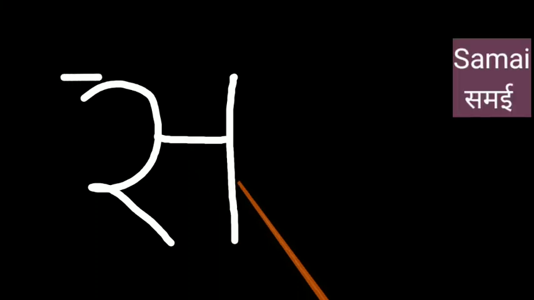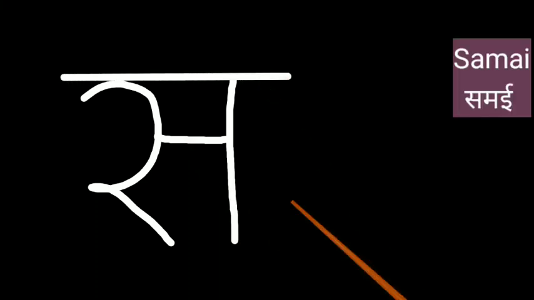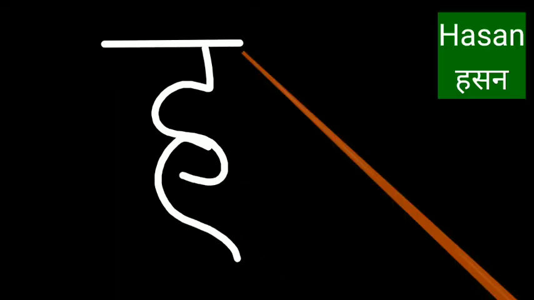Next is s. One half circle, then take a turn and draw slanting line, horizontal line and vertical line and horizontal line on the top. It's called s. Word is samai. Next is h. Draw half 2s and join it like this, like a chain, and horizontal line on the top. It's called h.